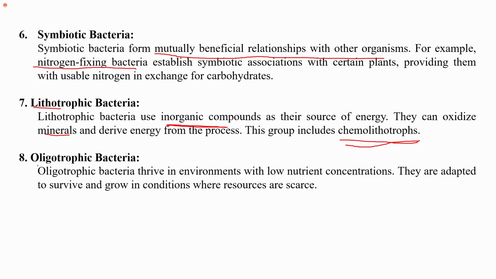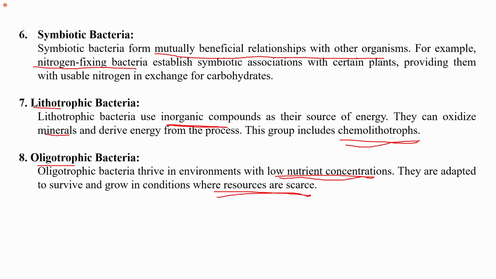The next is oligotrophic bacteria that thrive in the environment with low nutrient concentration, where the low nutrient is required. So they do not require a very large amount of nutrition for their survival. So basically they are adapted to survive and grow in conditions where the resources are very scarce. So in scarce conditions where the resources are really low, they can survive.